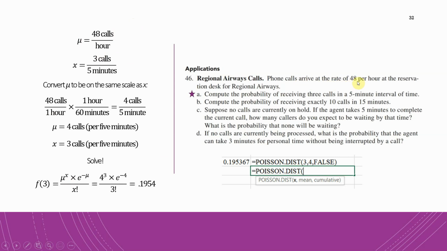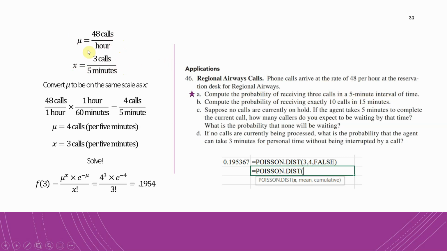Phone calls arrive at the rate of, so this is the mean, right? It's the rate, it's what's known. So mu is 48 calls per 1 hour. This is the average, this is what we're given. But what do we want to solve? We want the probability of receiving 3 calls in a 5-minute interval. So we're interested in solving for this 5-minute interval. This is what we want to know.